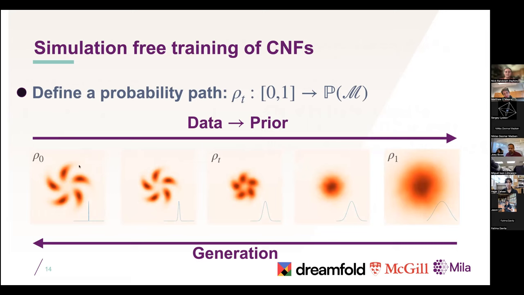So at rho zero, rather, you have your empirical data distribution, and then you're going to define a specific path on how this transforms to unstructured noise. And really, this is a modeling decision. So we can define any sort of path we want.